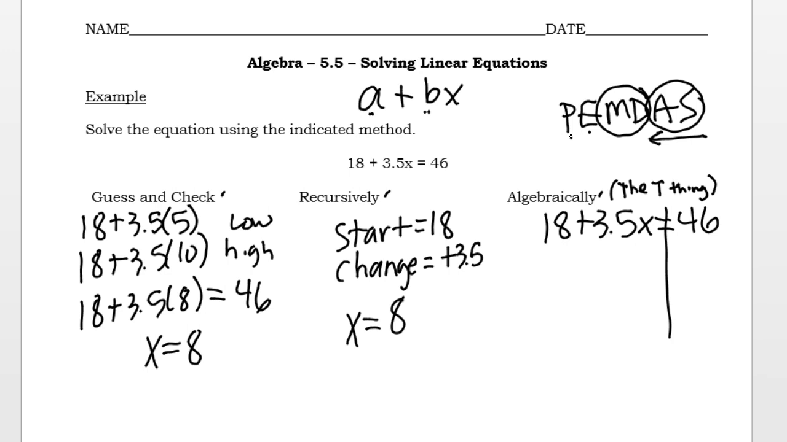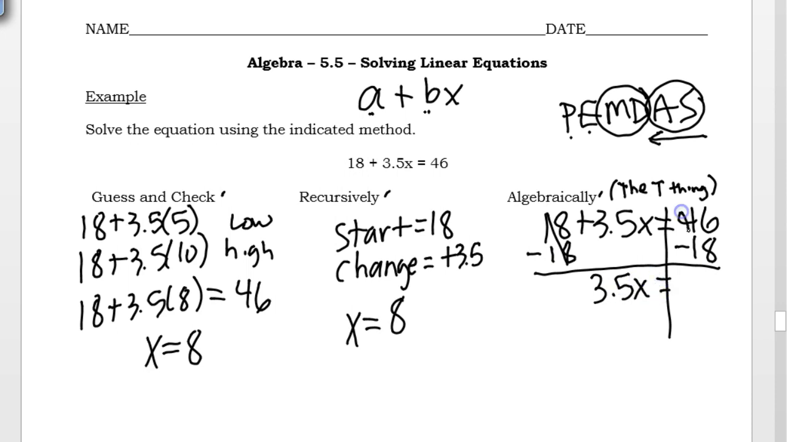So first, I see I have an 18 over here. I need to subtract 18 from each side. I've taken care of my addition using subtraction. I see a multiplication here when there's no operation in between my coefficient and my variable. There's a multiplication there. So I need to undo my multiplication using division.